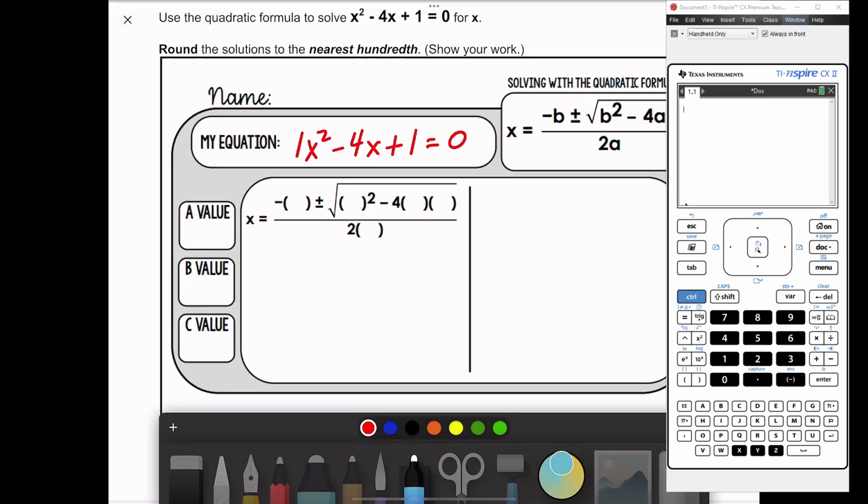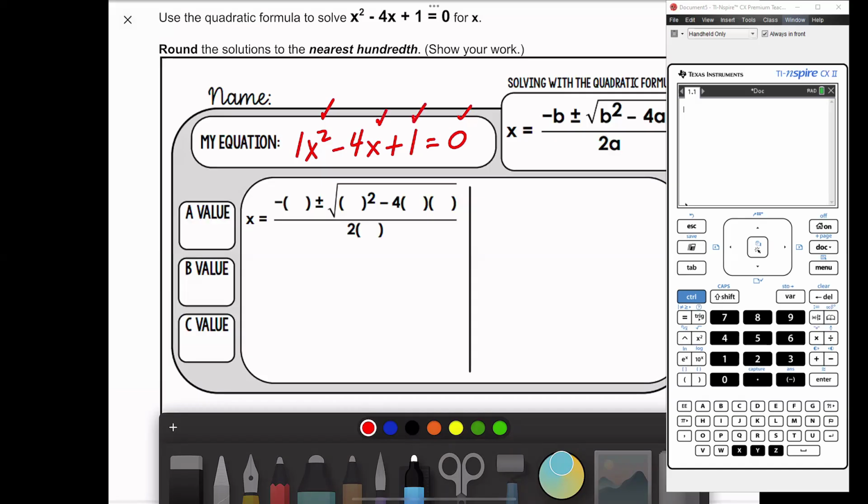Remember, there are two things that have to be true in order to use the quadratic formula. The quadratic equation has to be equal to 0, and it is. And it has to be in standard form, and it is. All standard form means is that the highest exponent goes first, the second highest exponent goes second, and then the constant is always last.